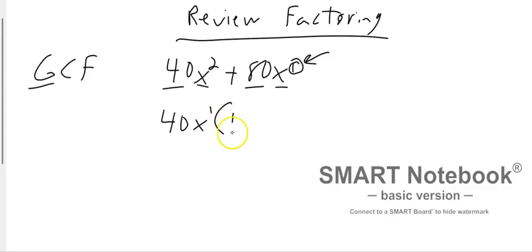40 divided by 40 is 1. Not necessary to put that, but you can. X squared divided by x is just simply x. And then 80 divided by 40 is 2. It's a positive 2. And the x's cancel.